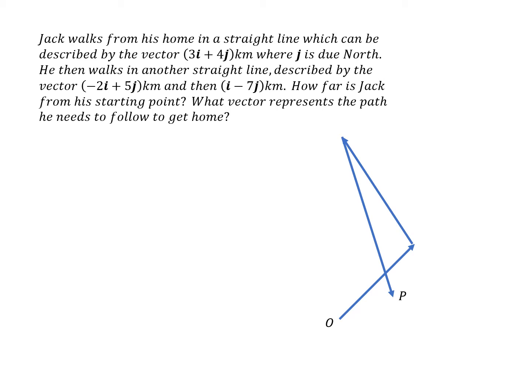So the question's asking us at this point, how far is Jack away from his starting point? So that's this distance here. Now, it is possible to do that with trigonometry. I wouldn't like to do that with trigonometry. The question anyway suggests that vectors might be the best way to do this. So in order to find the location where Jack is, I'm looking at the position vector OP. And OP is simply the addition of these three vectors.